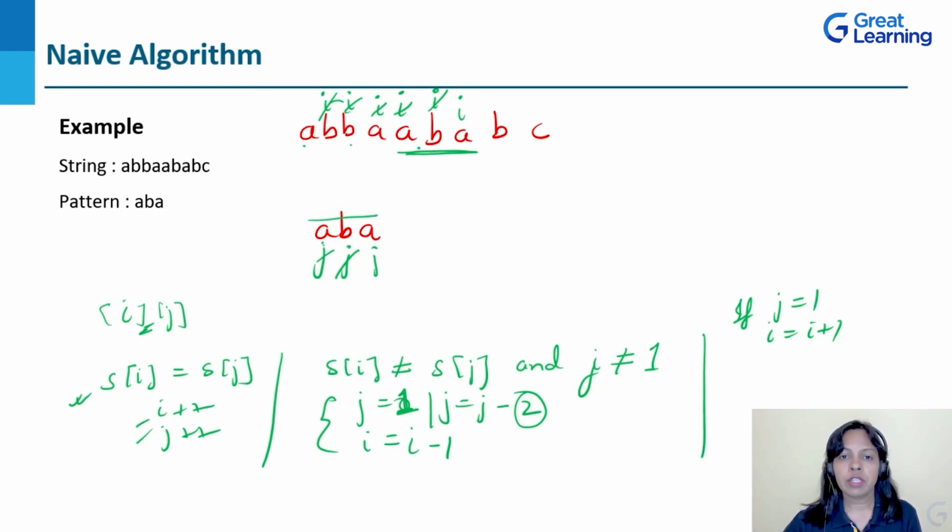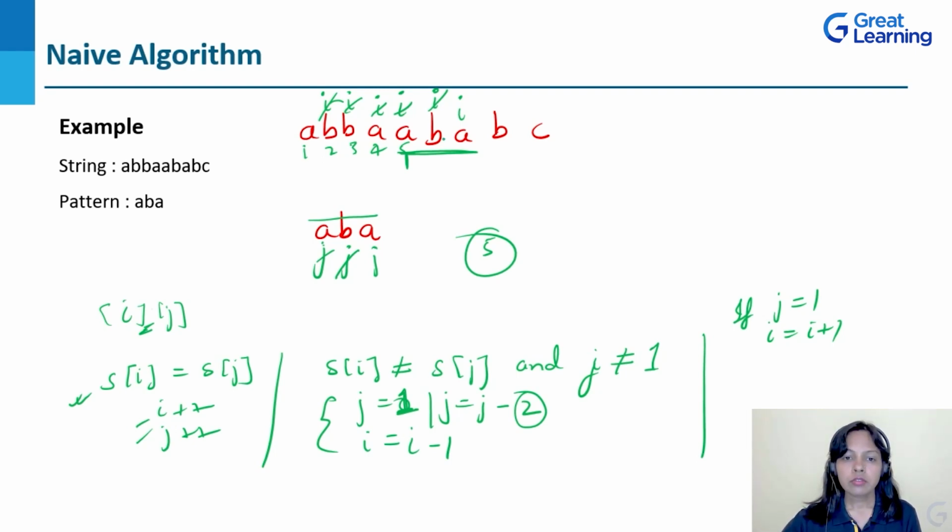Okay, so we will print the index as an output. The starting index for this pattern is an output. So if I count from here, the index is 1, 2, 3, 4, 5. So 5 will be the output for the index number where the given pattern was matched with the characters in the string.